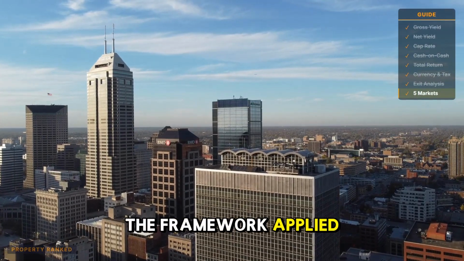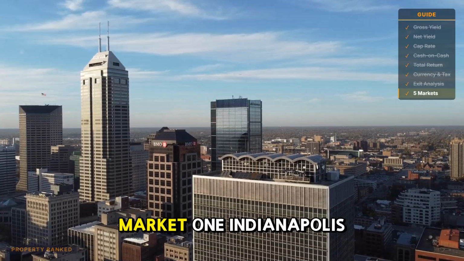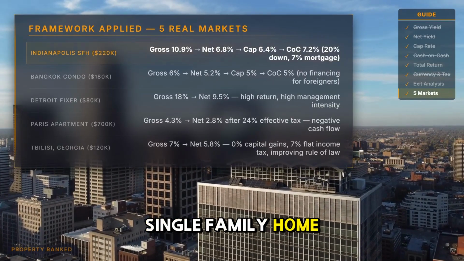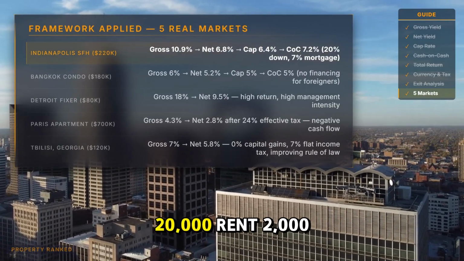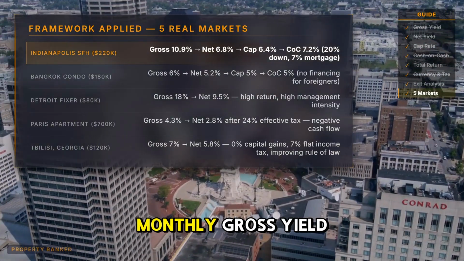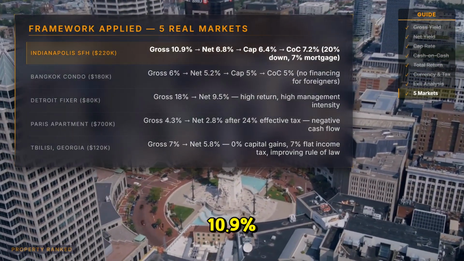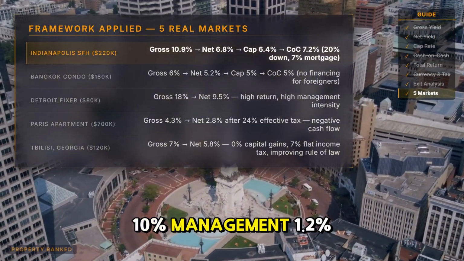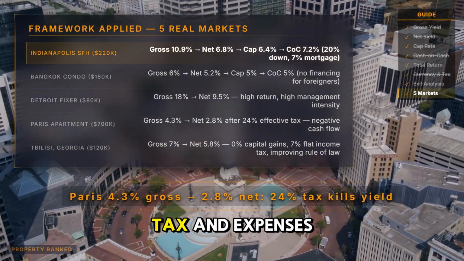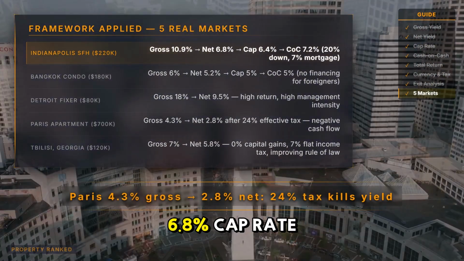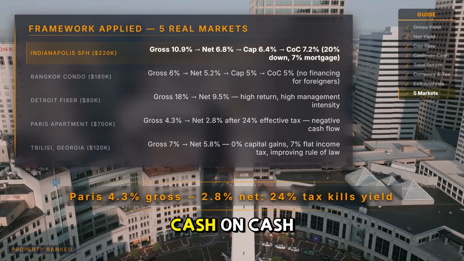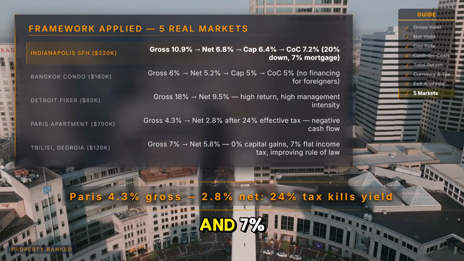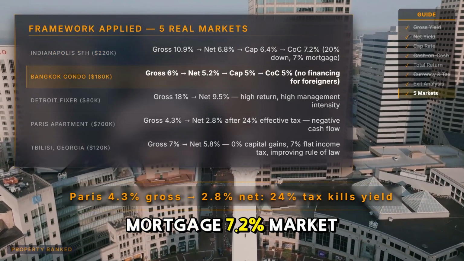The framework applied across 5 markets. Market 1, Indianapolis single-family home. Purchase price $220,000, rent $2,000 monthly, gross yield 10.9%, net yield after 10% management, 1.2% tax, and expenses 6.8%. Cap rate 6.4%. Cash on cash at 20% down and 7% mortgage, 7.2%.